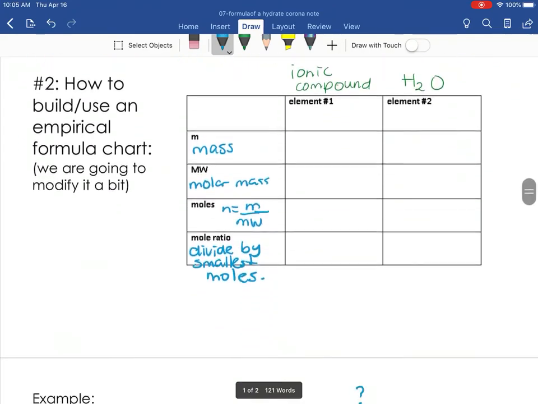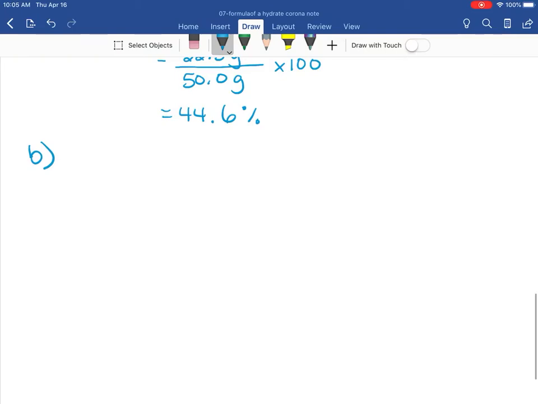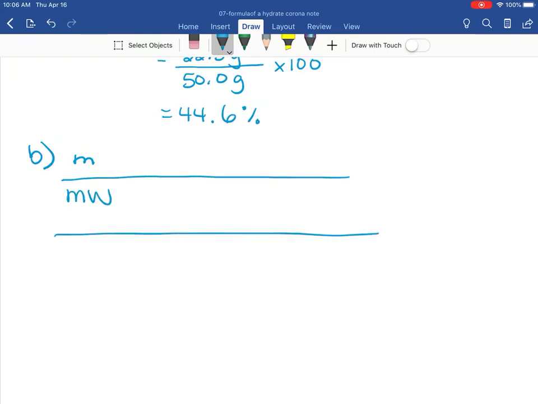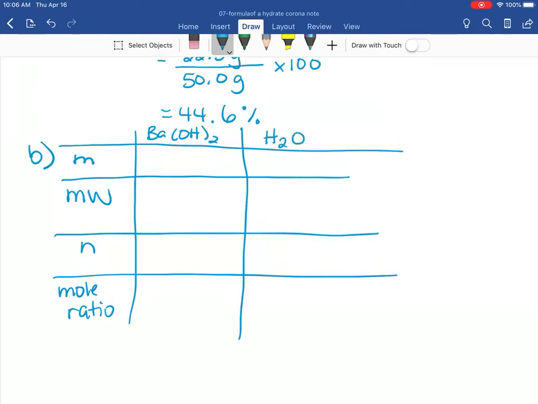So again, whenever you're doing the formula quantitatively, we're going to have a row for mass, molar mass, moles, and mole ratio. But again, the first column is always going to be the ionic compound. So in our case, it's barium hydroxide. And the second column is water.